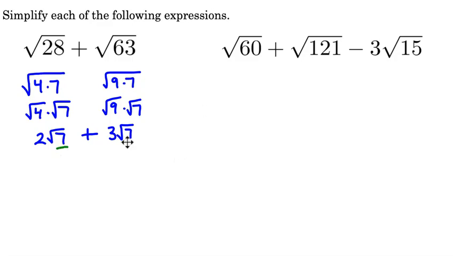So we compare the radicands, and now we see these are like terms. They both have a radicand of 7. So we add the coefficients. 2 plus 3 is 5 square root of 7.